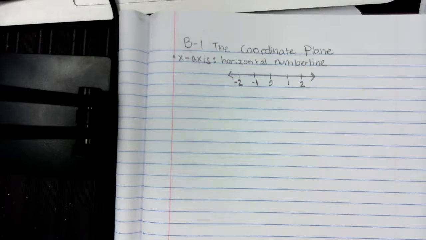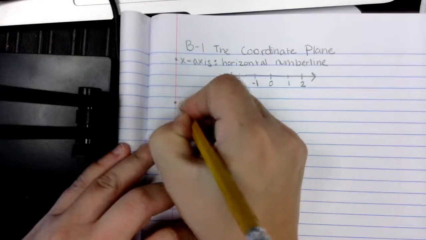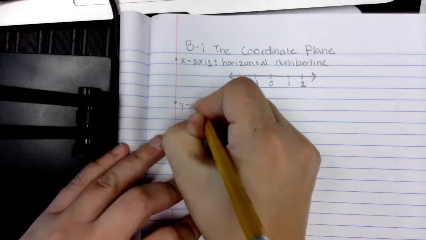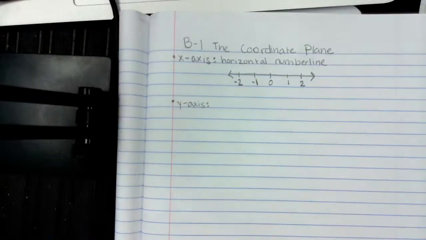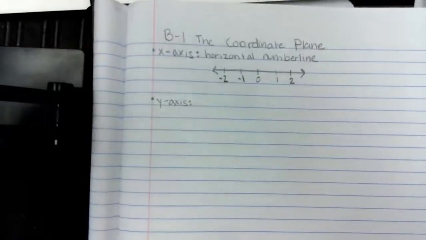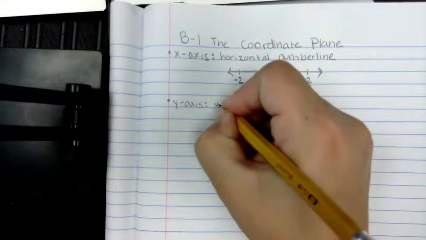What is the other axis? Y. Good, the y-axis. And what do we know about the y-axis? It's the vertical number line.